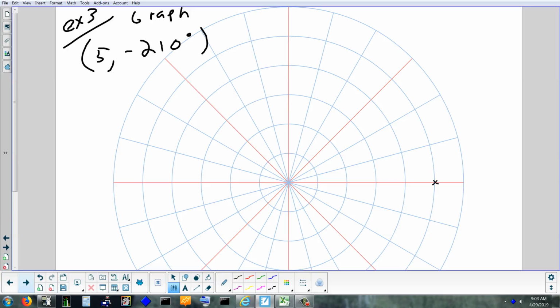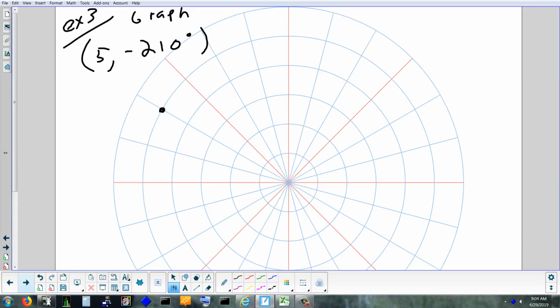And now she already told us we're going to move clockwise 210 degrees. So 210, well, if I go halfway around, how much is that? 180. And then 30 more brings me to 210. So I went halfway, and then 15 and 15 more gets me to 210. Right, and that's how you graph positive radius, negative angle. Any questions on that one?